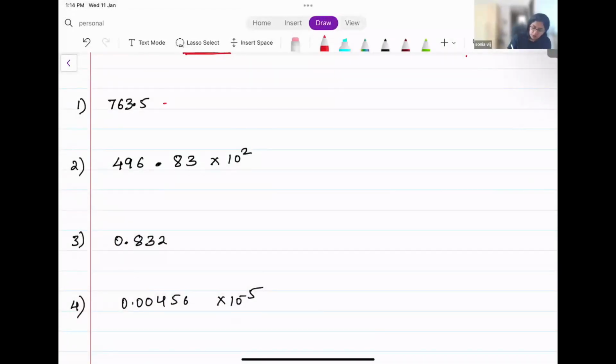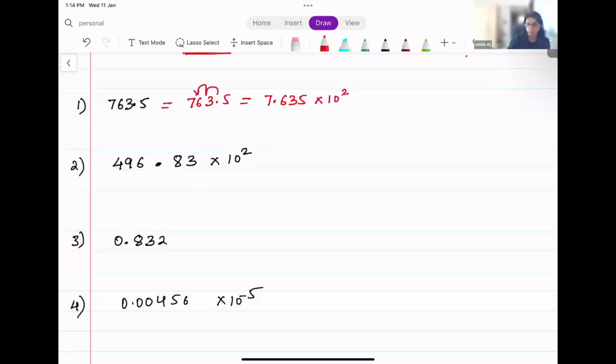So here it's a big number. When we are changing bigger numbers to standard form, the power is always a positive number. For example, 763.5 can also be written as 7.635 into 10 to the power 2. That means I am moving the decimal by 2 places and keeping those tens out, just removing the tens and keeping them aside. This is the standard form.